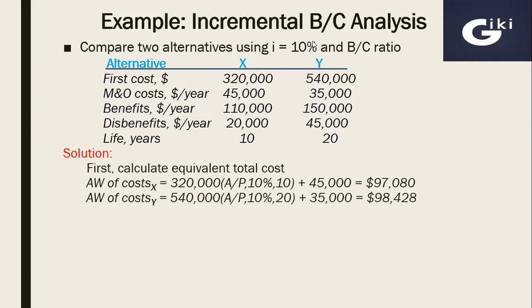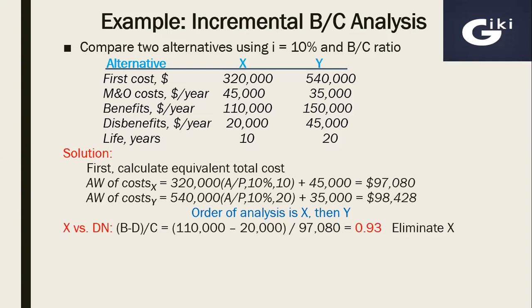On the other hand, the annual worth cost of Y will be equal to 540,000 times the A over P factor for 10% and 20 years, plus 35,000. So that would be equal to $98,428. Once we have the costs, we are in a position to order these options in terms of increasing cost. So option X has less cost than option Y. So first of all, we'll compare option X with do nothing.